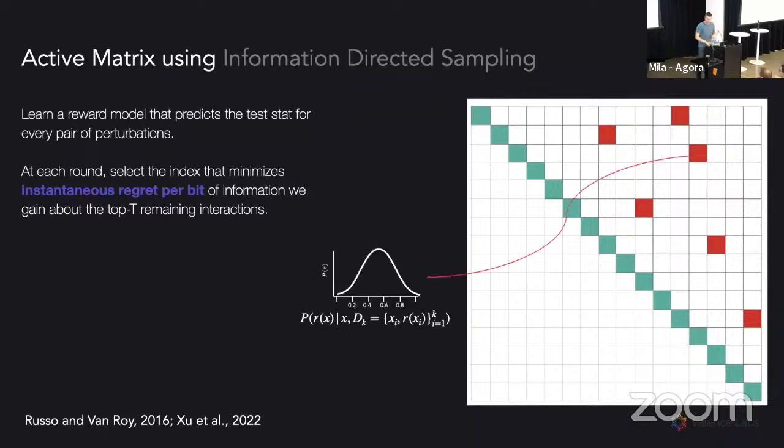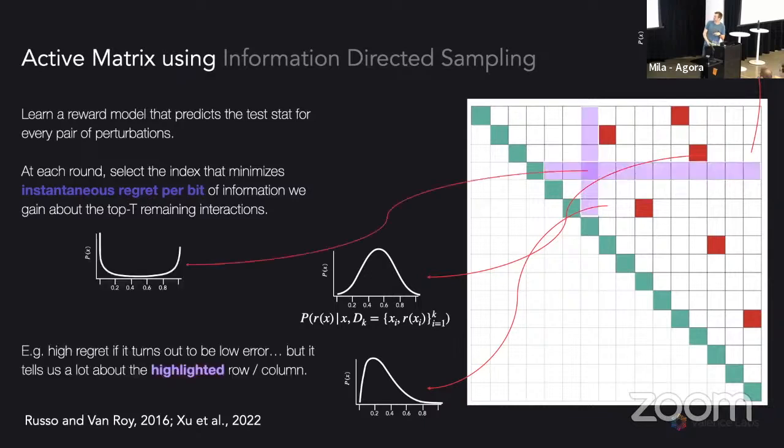Okay, so we have our reward model that has some posterior over how likely we are to see an interaction. In particular, it's a posterior over the test statistic for all pairs of perturbations, and you could query it at every point. Some points we'll be pretty certain that there's going to be an interaction. Some points will be very uncertain. And then what we want is points like this, where maybe we're going to see a strong interaction, maybe not. We're very uncertain. Querying that point will give us a large amount of information gain. And if it happens to be a good point, we'll select that point.